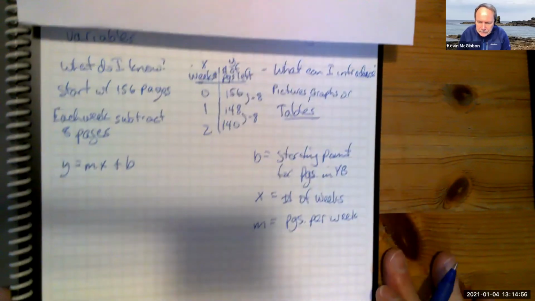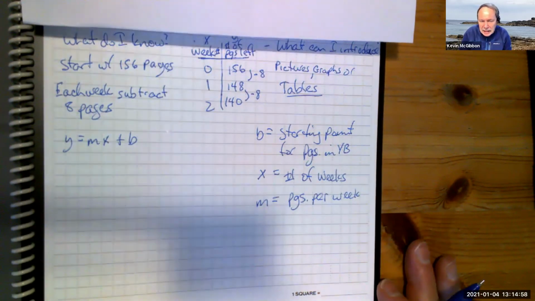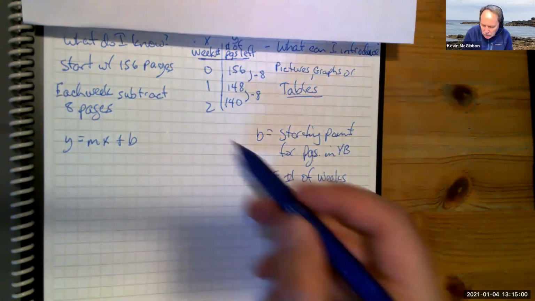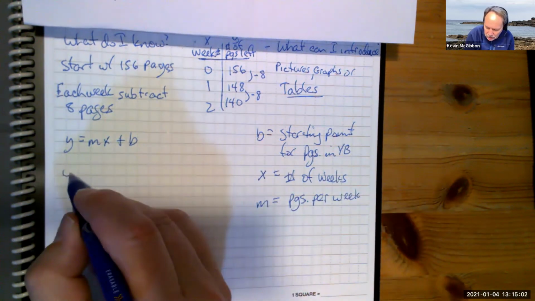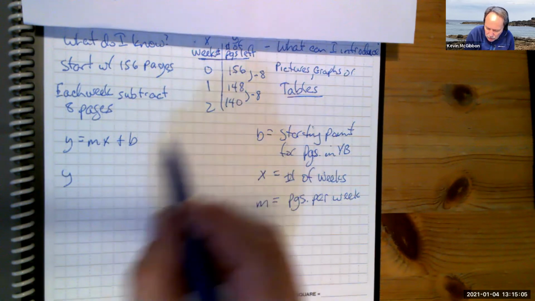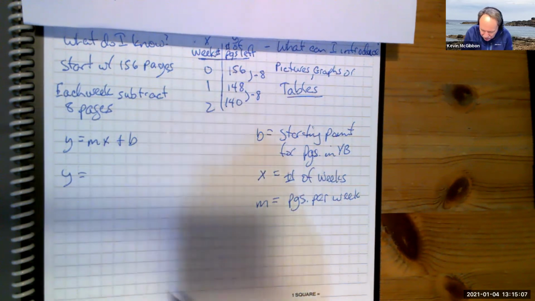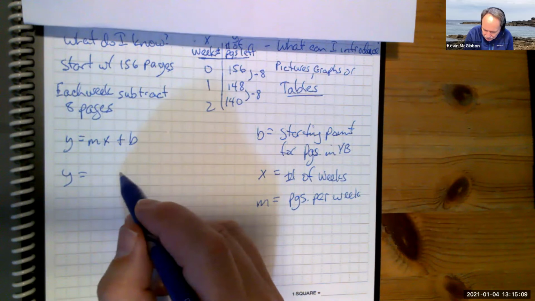Pages per week. All right. Do we have those in our numbers here? We already talked about the y-intercept, didn't we? And so what's the y-intercept? What's b going to be in here?